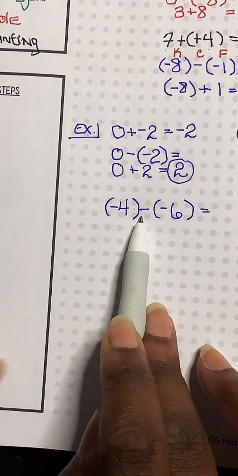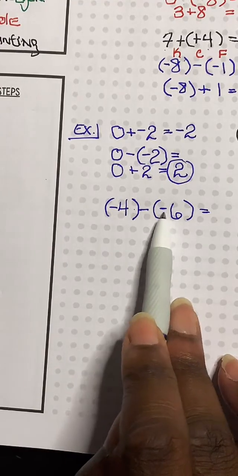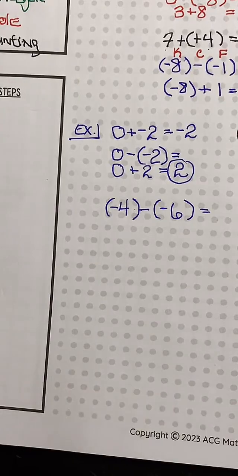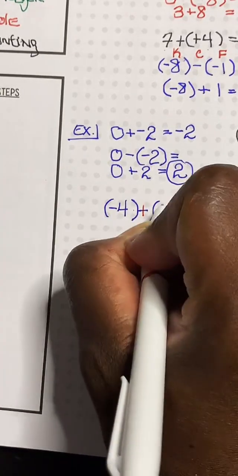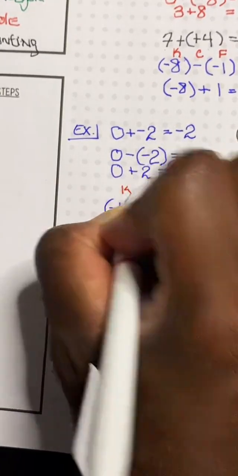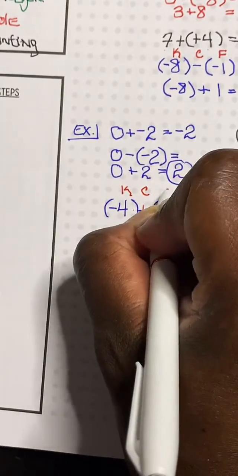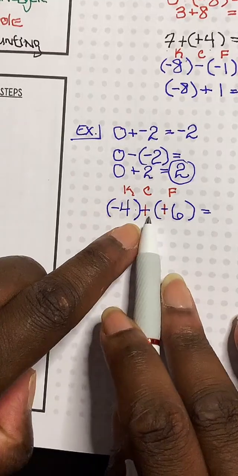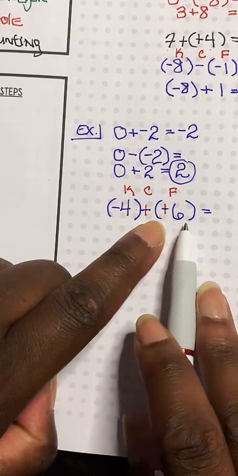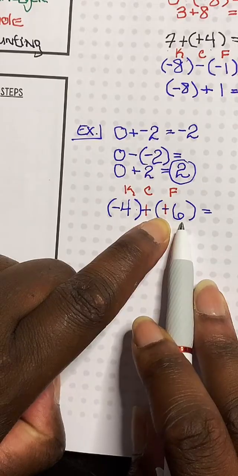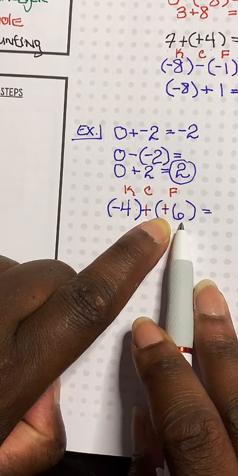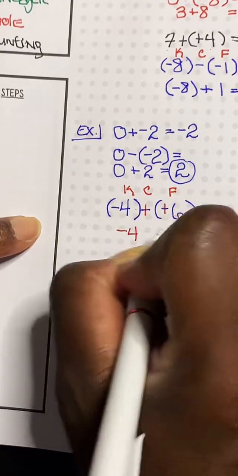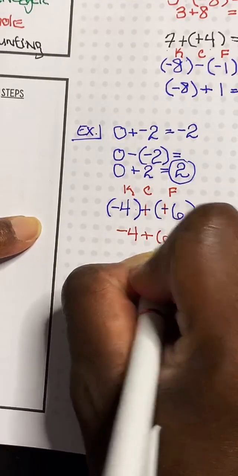All right, there's a minus sign, but right to the right of it is another negative. So when I minus a negative, that bad boy's turning to a positive. We got our keep, change, flip. We keep that -4, we change that minus to a plus, and then we flip the sign. So instead of a -6, it's a +6. So now what we're looking at is -4 plus 6.